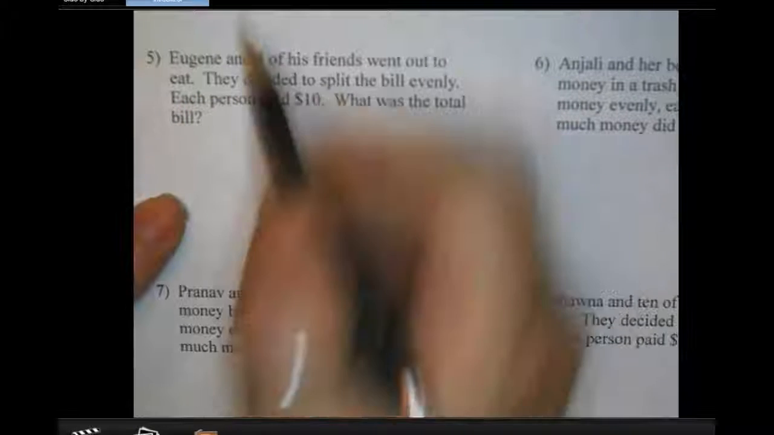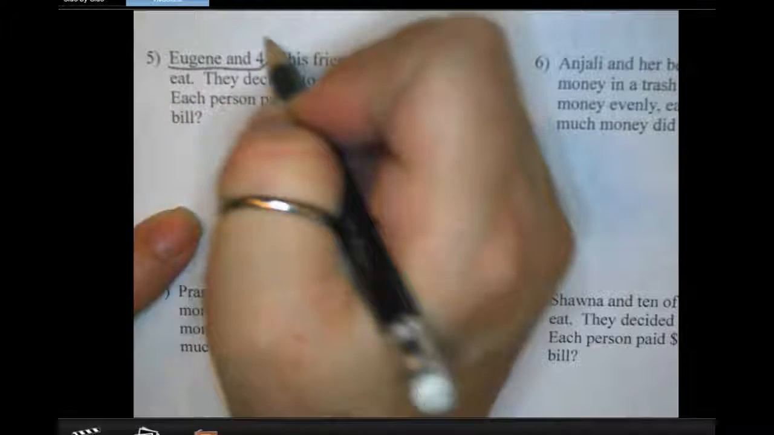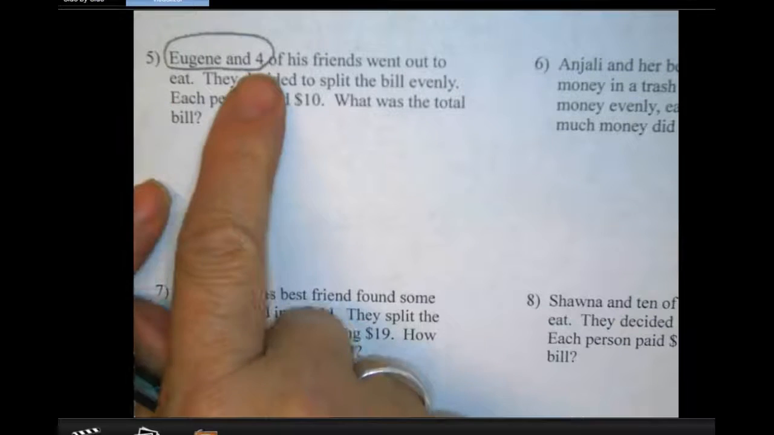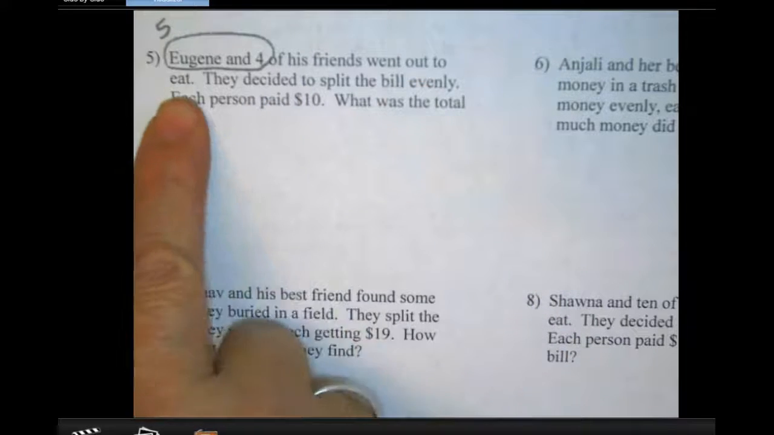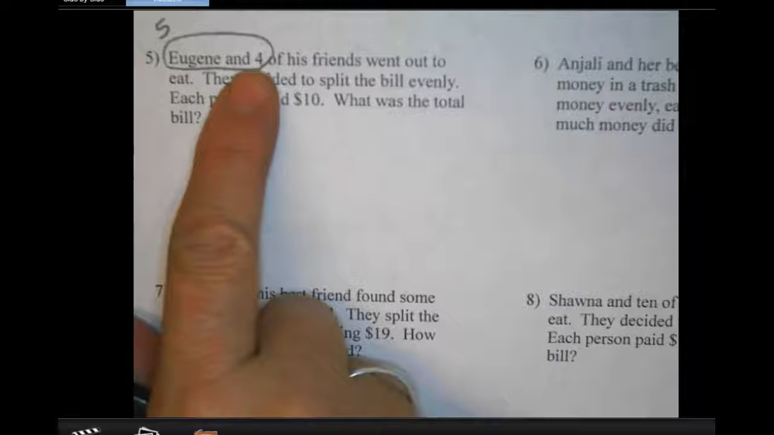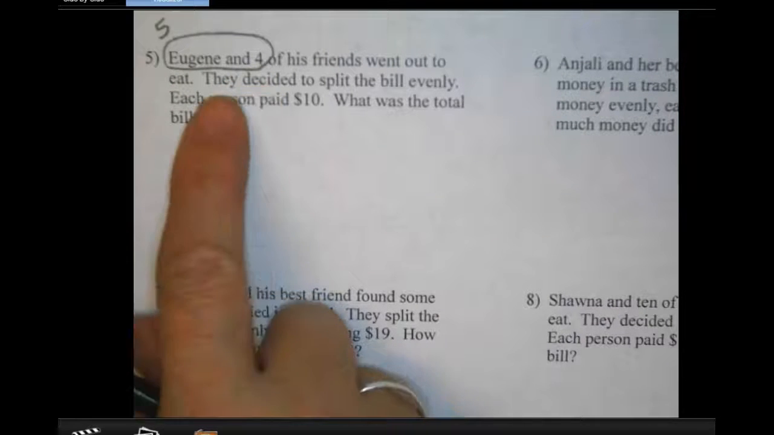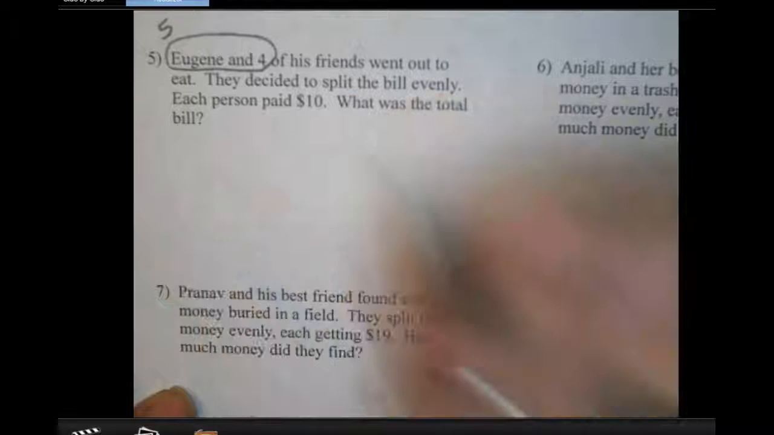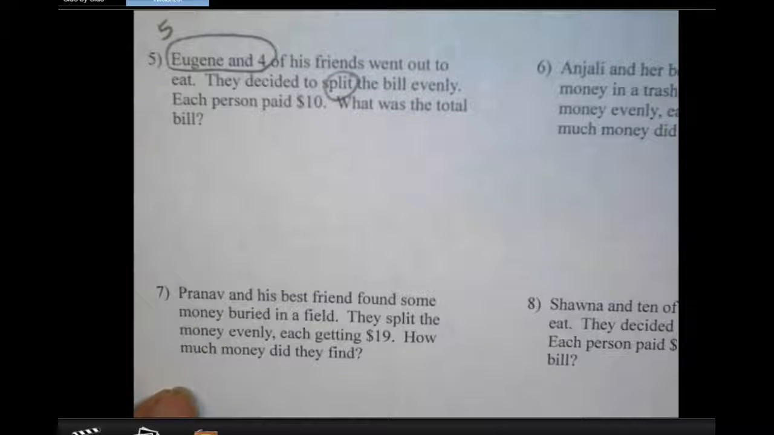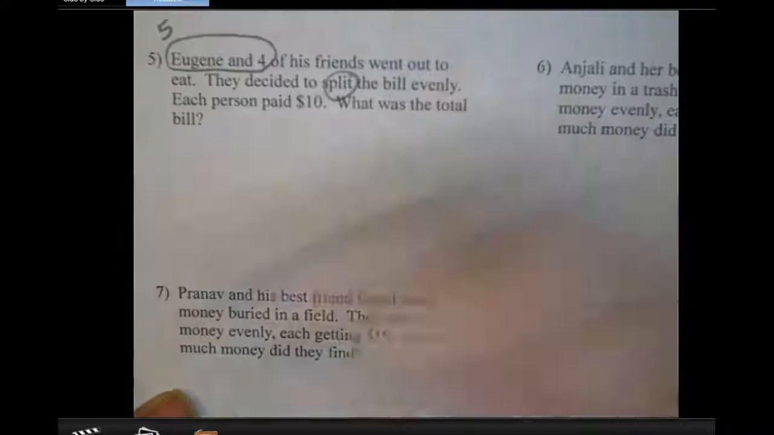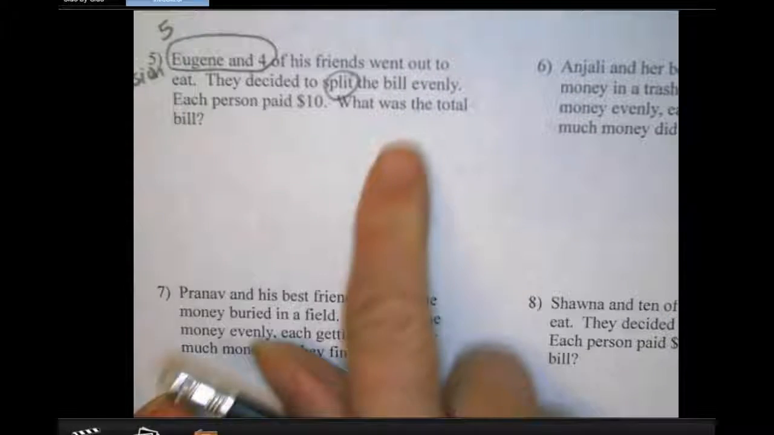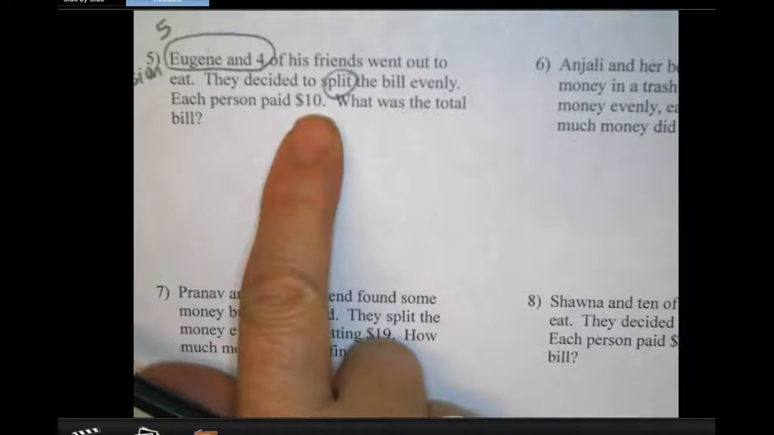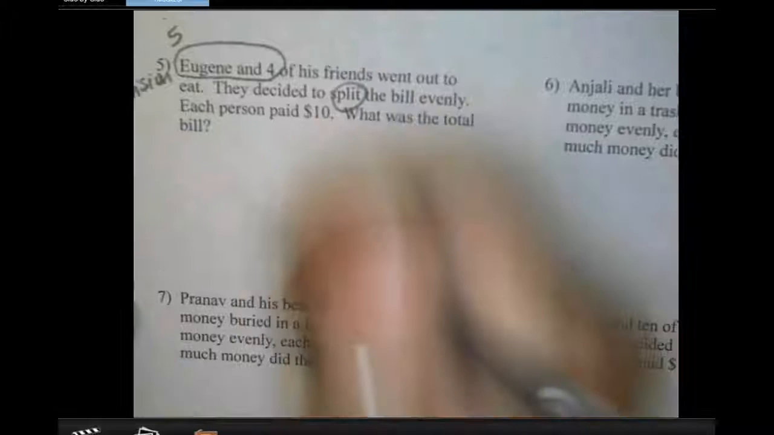So Eugene and 4 of his friends. So how many people is that altogether? That's 5 people. Okay, went out to eat. So they decided to split the bill evenly. So split, that means what? What kind of operation is that? We're going to divide, right? So we're talking about division here. Each person paid $10. What was the total bill?